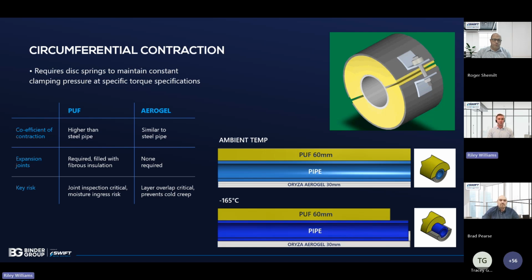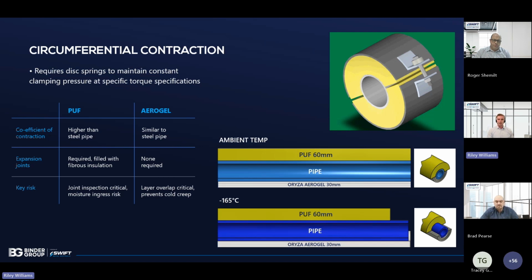Where PUF and aerogel genuinely diverge is in how much they contract relative to the steel pipe underneath them. PUF has a noticeably higher coefficient of contraction than steel, so as the pipe shrinks, the gap closes in the insulation. And as we saw earlier, these gaps have to be accounted for with contraction joints, which are usually filled with a fibrous insulating material to maintain thermal continuity across them. Contraction joints like this are also the point we flagged earlier as most exposed to moisture ingress, which is why joint inspection is so critical on a PUF system.